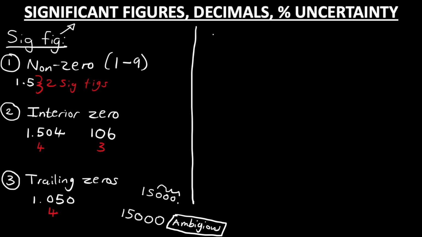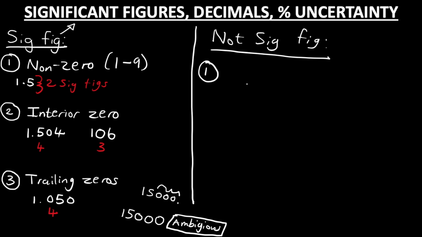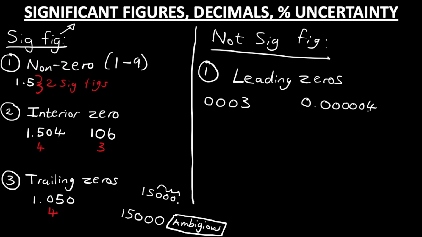Now we're going to talk about when it's not a significant figure. There are 2 examples of this. Firstly, we start off with leading zeros. Either 0.0003, or we could have 0.000004. Now this one has 1 significant figure because these 3 are not significant numbers, and we also here only have 1 significant figure.